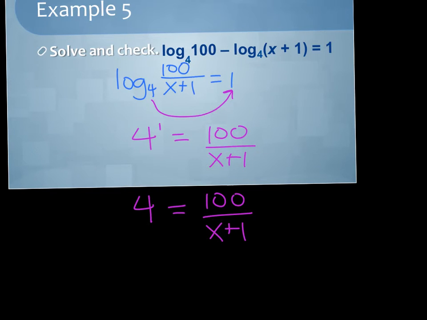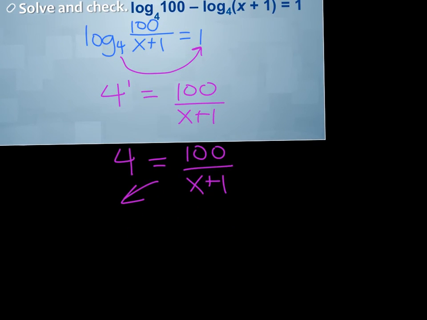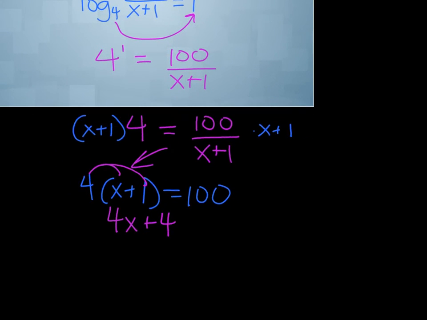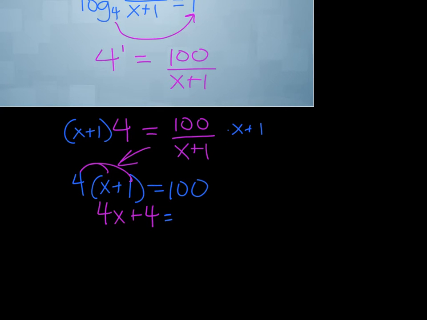I would look at this 2 ways. One is you could multiply times x plus 1. So the one way I would approach this, and you have to see which one makes more sense to you, is multiply by x plus 1 here and here. I'd get 4 times x plus 1 equals 100. Distribute. Actually, I could divide there. I didn't have to distribute. Subtract the 4. And then divide by 4.